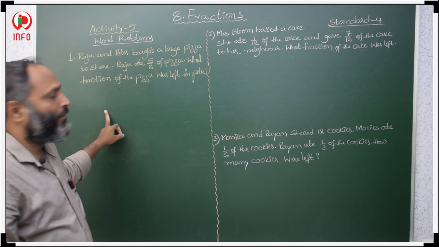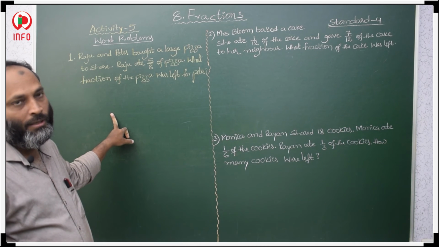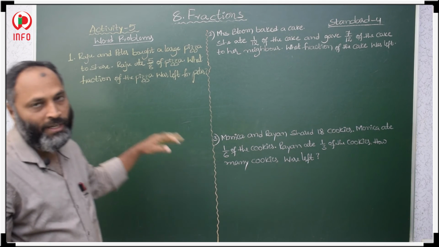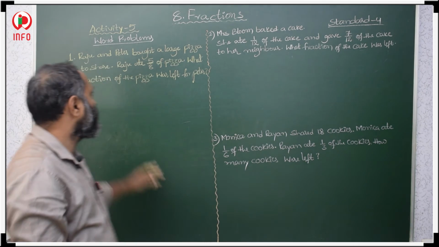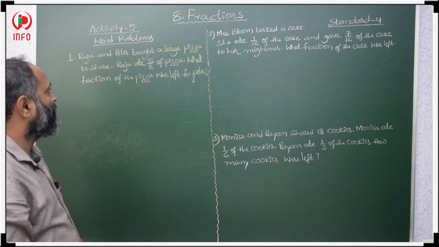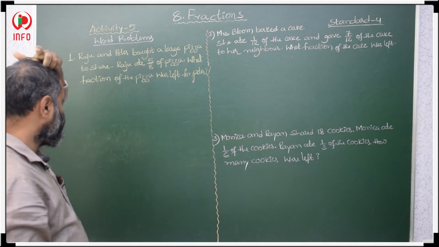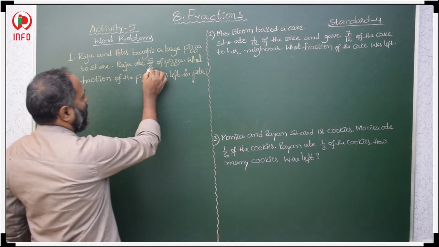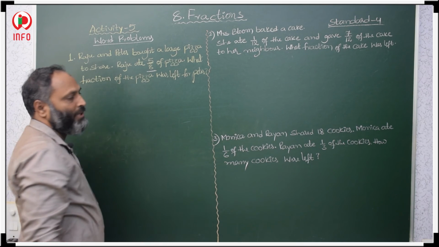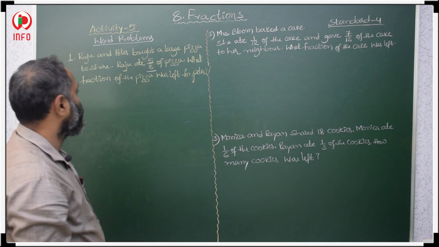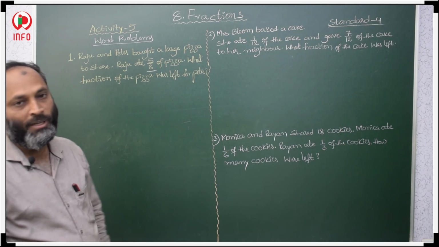Now in activity 5, what problems? So the first word problem, first we have to read the question, then understand. See here, Raju and Peter bought a large pizza to share. So then Raju ate 5/8 of a pizza. What fraction of the pizza was left for Peter?